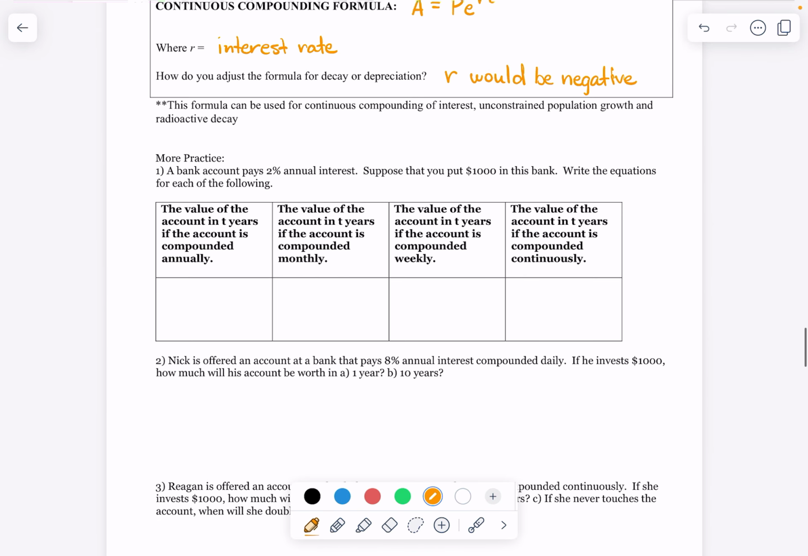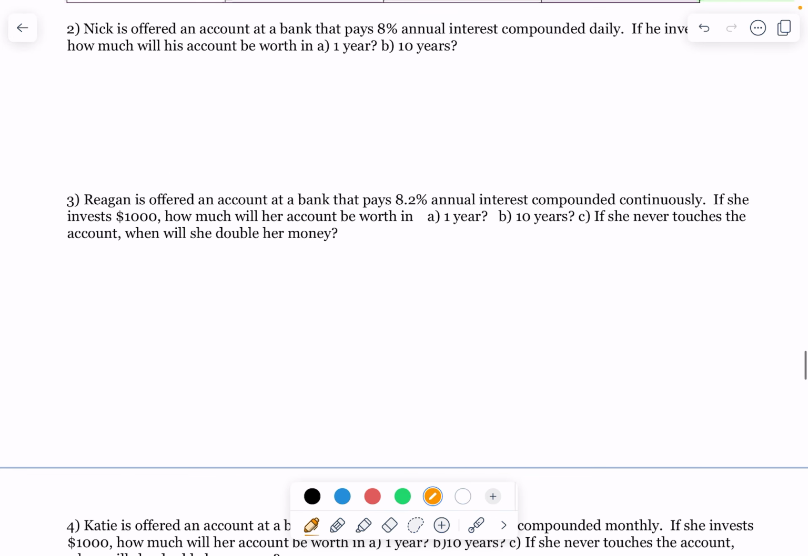Let's keep going. I'm just going to pick out a few more examples for us to see and to practice with. Okay, let's say we'll go down to number 3. On this one, we're going to look at a situation where we're earning 8.2% annual interest and we are compounding continuously. Okay, so we're going to apply PERT in this case. And here, Reagan is investing $1,000. We want to see how much will there be in 1 year, 10 years, and how long will it take to double the money. Okay, so let's take a look through all of these.